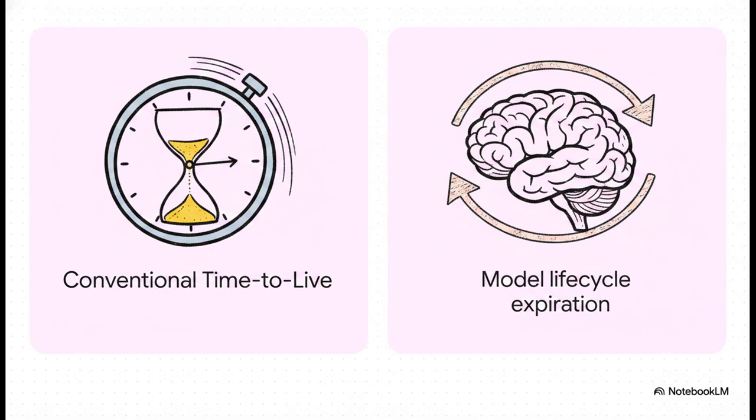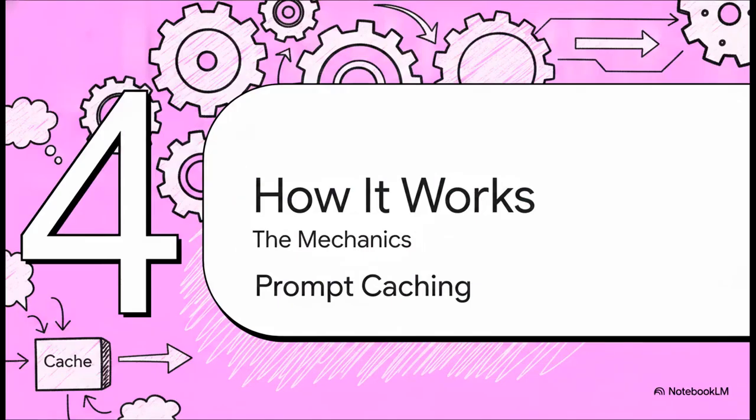Conventional caching is typically managed via a simple time-to-live or TTL, or maybe you do some manual invalidation when your database changes. But prompt caching is deeply tied to the model's actual lifecycle. Expiration here is often linked directly to model version updates or retraining cycles. It's really a completely different paradigm. All right, Section 4. How prompt caching works.